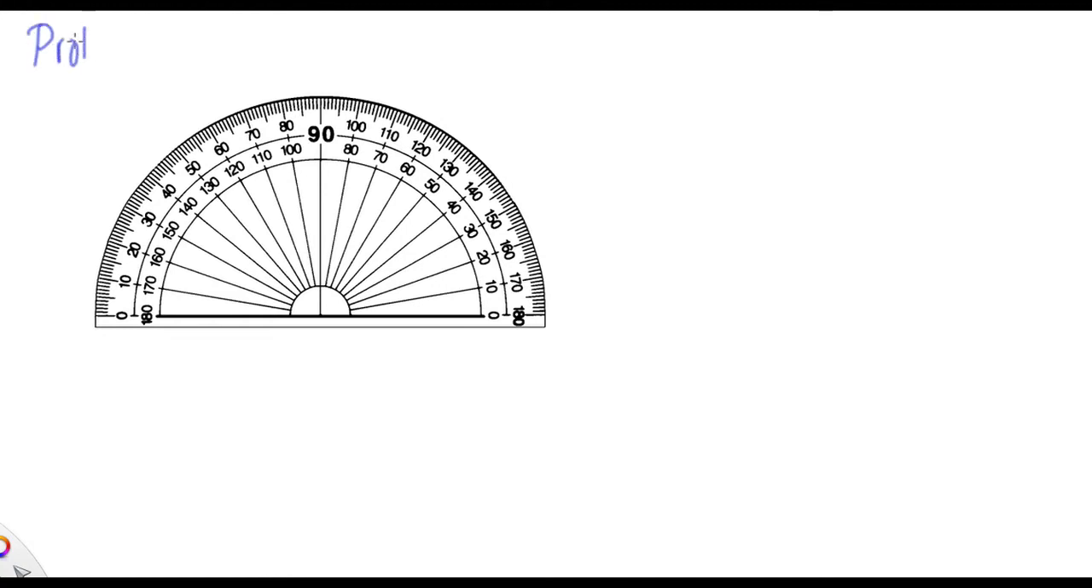A protractor is an instrument that measures angles. So if we place the vertex of an angle at the center of the bottom of the protractor, this would be our vertex, and we place one ray or segment of the angle at 0, say some point here, then the measure of the angle would be given by the number that it falls on the other ray.